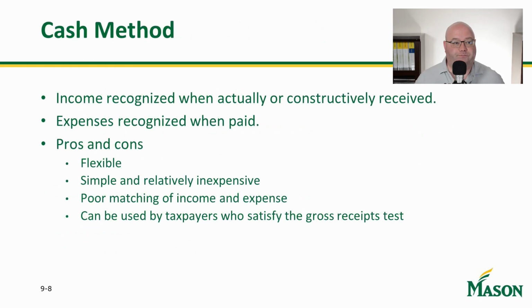Cash method, again: income is recognized when actually paid or constructively received. In other words, when you have the right to the money. So if the check's in the mail on December 31st and you haven't cashed the check by the end of the year, does that mean you still recognize it? The answer is yes. You had a right to the money because it was there. You had it. You're going to have to recognize it.